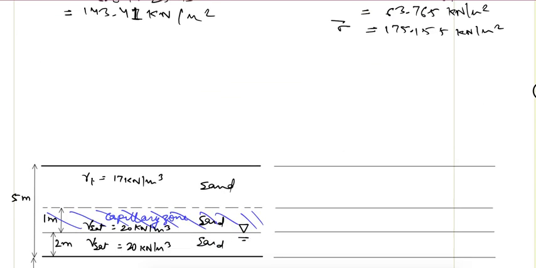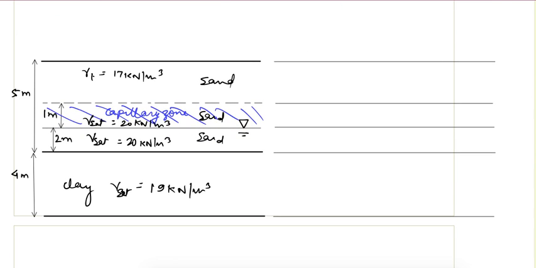And similarly, let's see the next question. In this question, there is clay for 4 meter, and above that sand for 5 meter, but in this sand the water level rises up to 3 meter below the surface. So this depth is 3 meter, and in that 3 meter, 1 meter is saturated with capillary water.